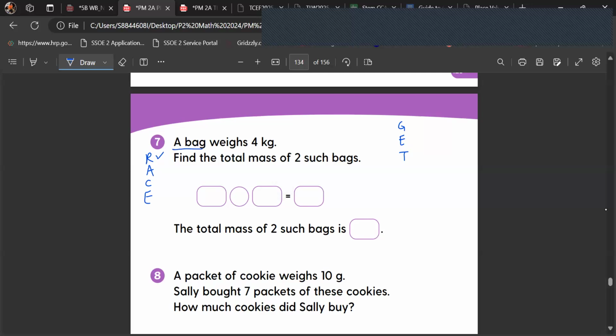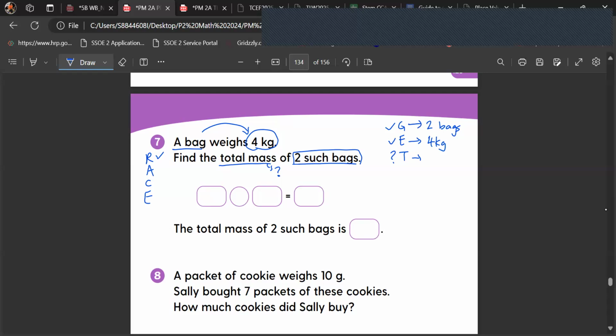A bag weighs 4 kilograms. This is one bag. Then it says find the total of 2 such bags. So the total is the question mark here. May I ask you, do you have G? What's this G? Group. So how many groups? 2 bags. Because one bag is okay. 2 bags. How about each? Each will be what? 4 kilograms. That's correct. So you are looking for this one.